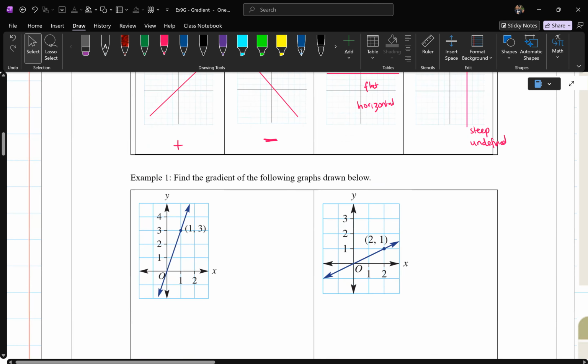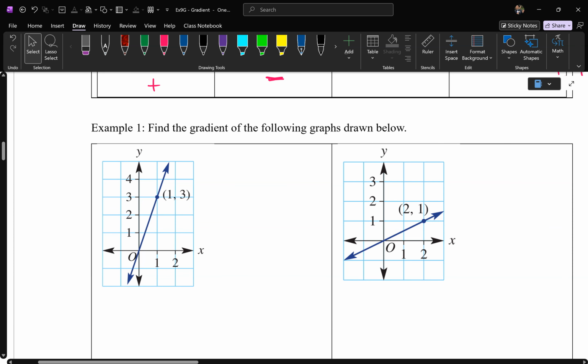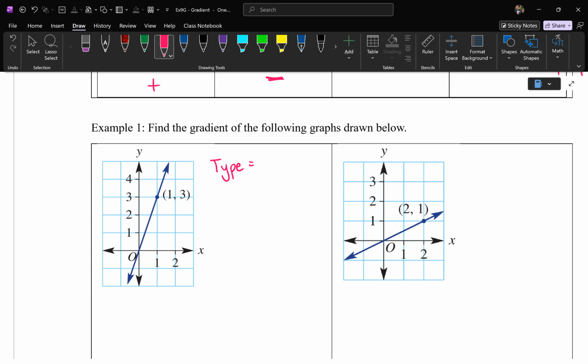So let's have a look at this one. What type of gradient is this one? Have a look from left to right. Is it going up or is it going down, or is it flat or is it vertical? Hopefully you can see it's going up from left to right. So this is a positive type of gradient.